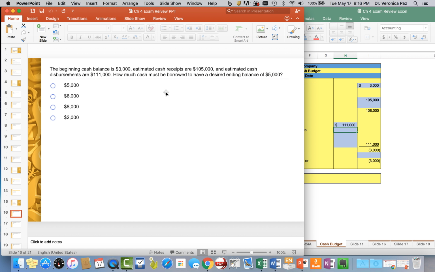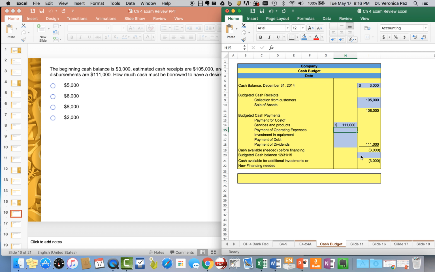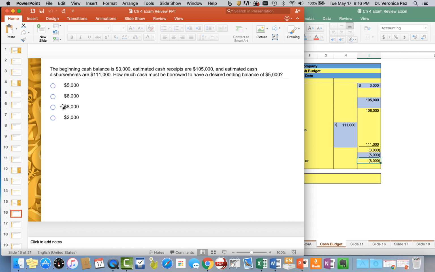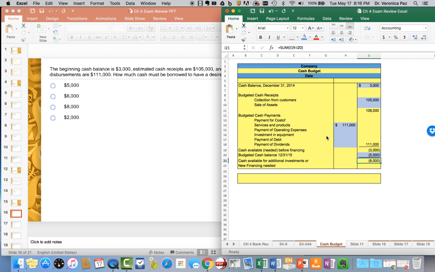And then the last bit of information is that we want a desired ending balance of $5,000. How much would we have to borrow? So if we enter this amount right here, we get $5,000, and that gives us $8,000, which is our answer to the question. So look how simple that was to do this example with just your Excel template. Once you get the information, you enter it right into your template and you get the correct answer.